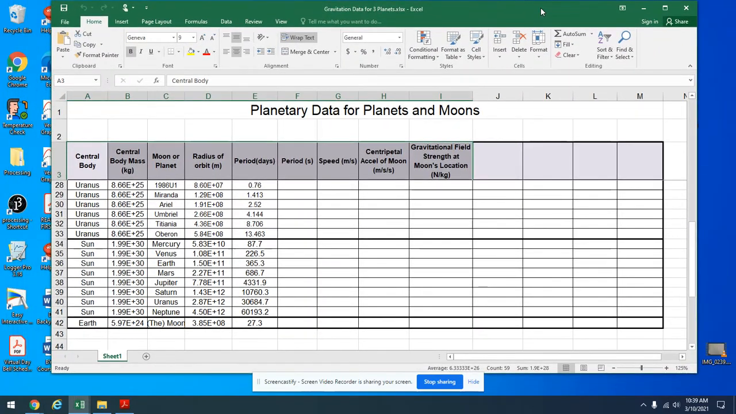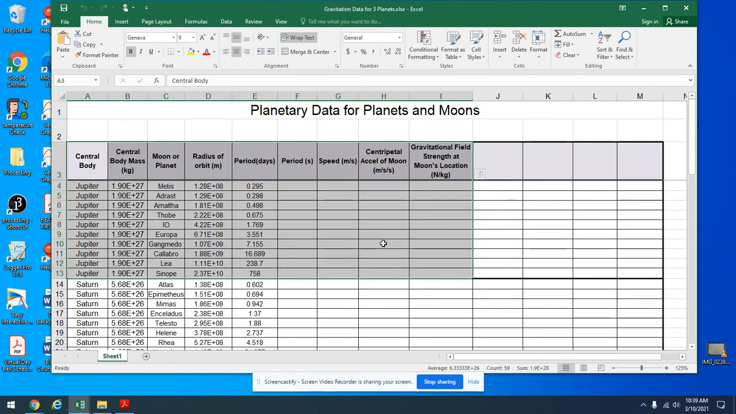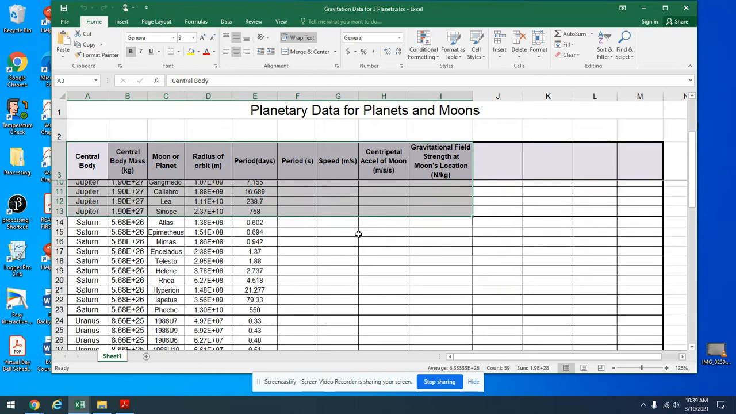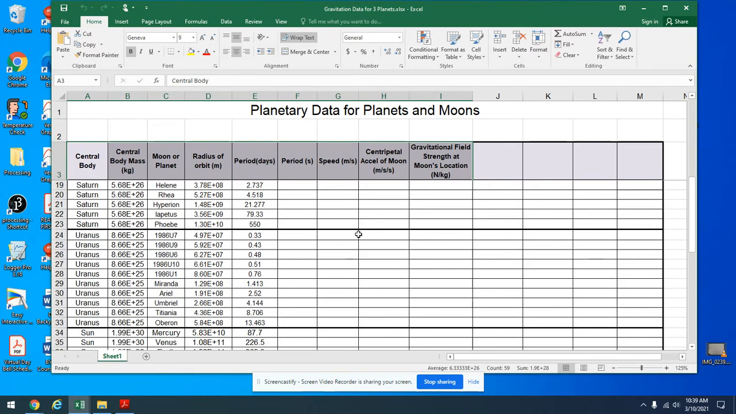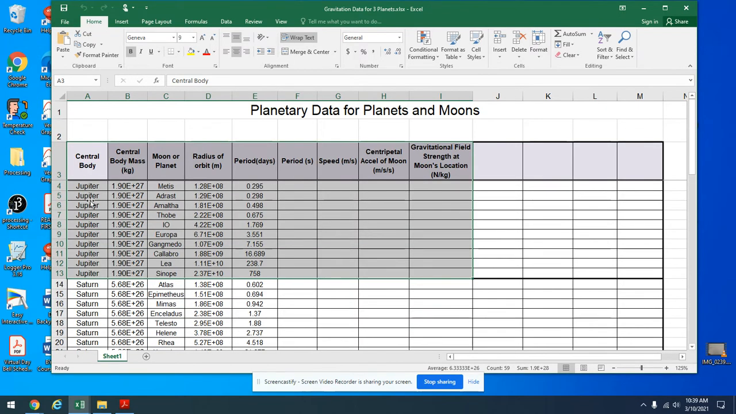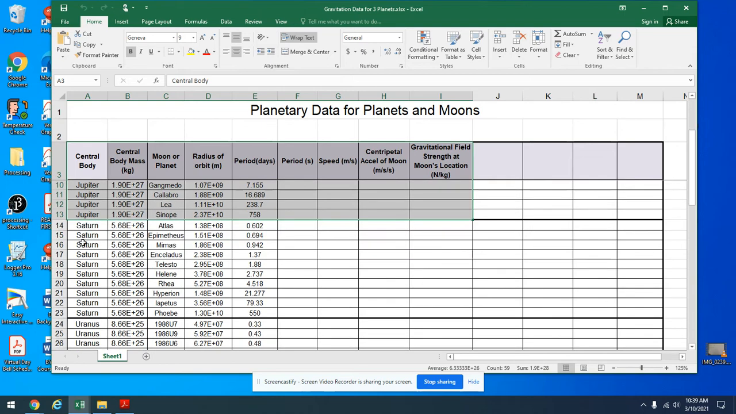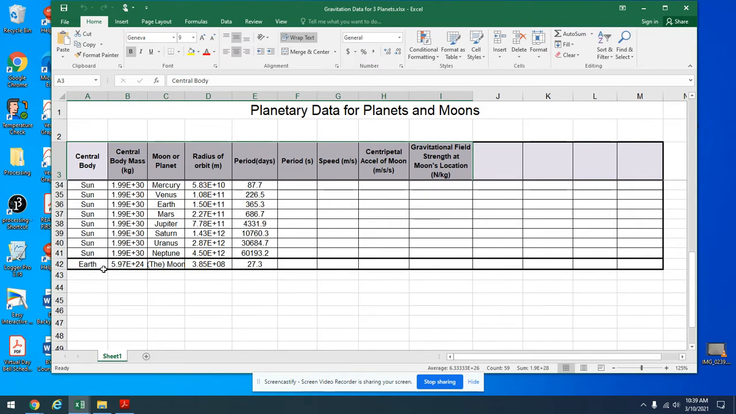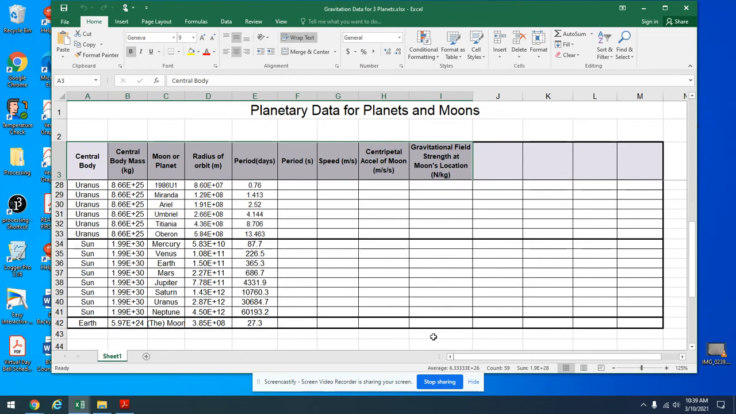Hey, physics students. Going to give you a little tutorial here for how to do this universal gravitational lab. I am going to assign all of you one of these central bodies, either Jupiter, Saturn, Uranus, or that's it, actually, because I'm going to do the sun to show you how to do this.